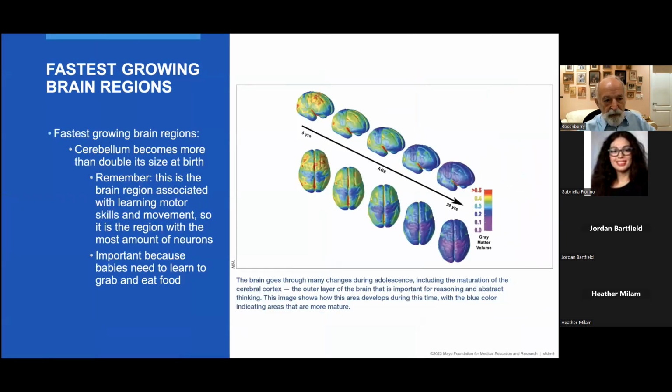And the fastest growing brain region is the cerebellum at the base of the brain, which more than doubles in its size. This is the brain region associated with learning, motor skills, and movement. So it is a region with the most amount of neurons.